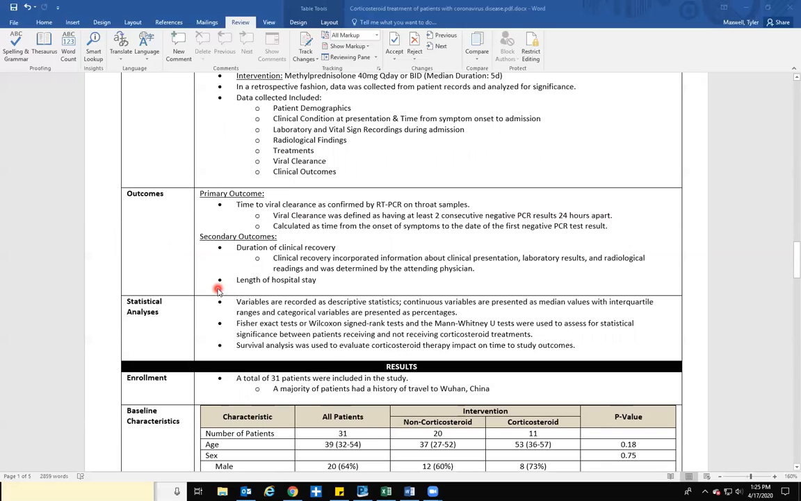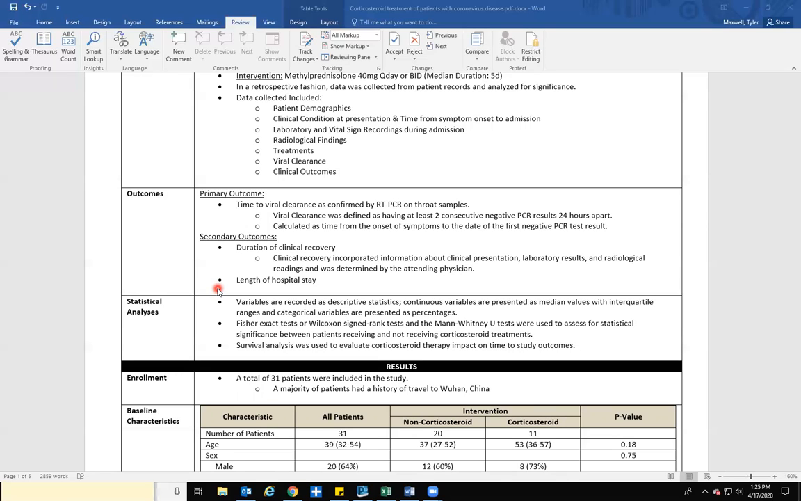Statistical analyses. Most of the variables in this study were recorded as simple descriptive statistics. Continuous variables were going to be the median values with an interquartile range, and then categorical variables are presented as percentages. There were some comparisons made between those patients that received corticosteroids and those that did not receive corticosteroids. So the Fisher exact test and Wilcoxon sign rank test were used to look at the categorical variables.